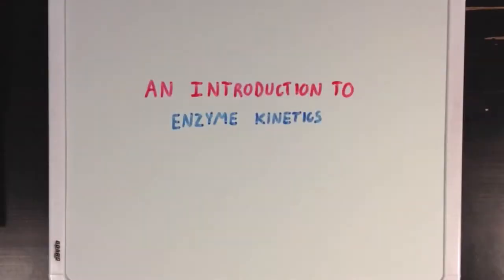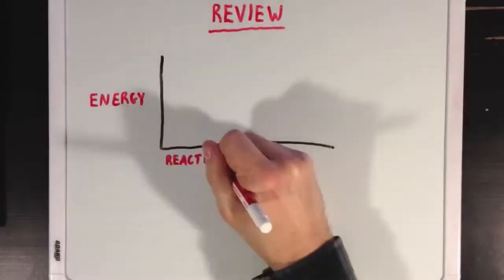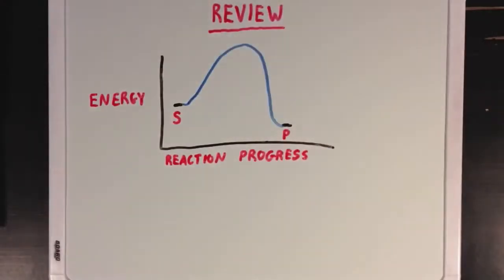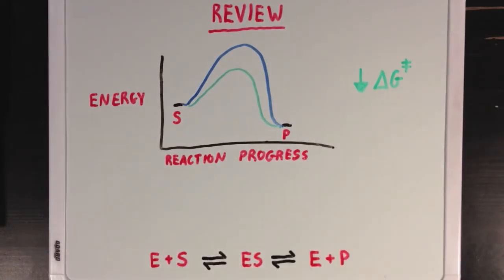So we're going to talk about enzyme kinetics today. But first, let's review the idea that enzymes speed up reactions by lowering the delta G of the transition state, or lowering the activation energy of a reaction. And also remember that for this to happen, the reacting substrate, which I've called S, will bind to the enzyme E to form the enzyme substrate complex ES before being turned into product P.